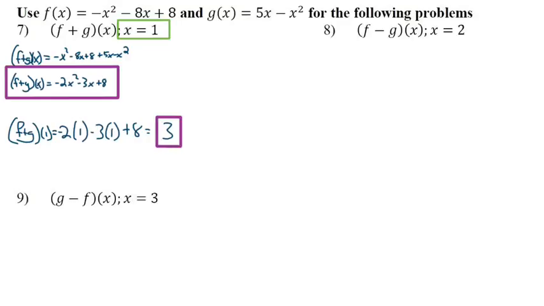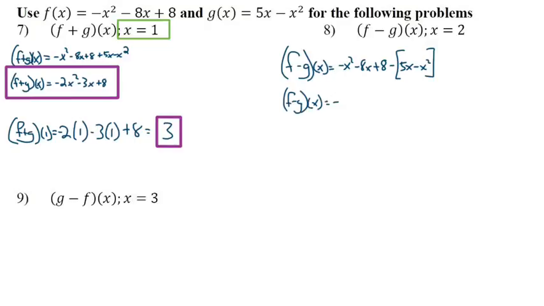Okay. Number 8, same idea, except we are subtracting this time. That's what it says to do. So here we're going to go, f minus g of x equals negative x squared minus 8x plus 8 minus the quantity 5x minus x squared. So f minus g of x equals negative x squared minus 8x plus 8 minus 5x plus x squared.